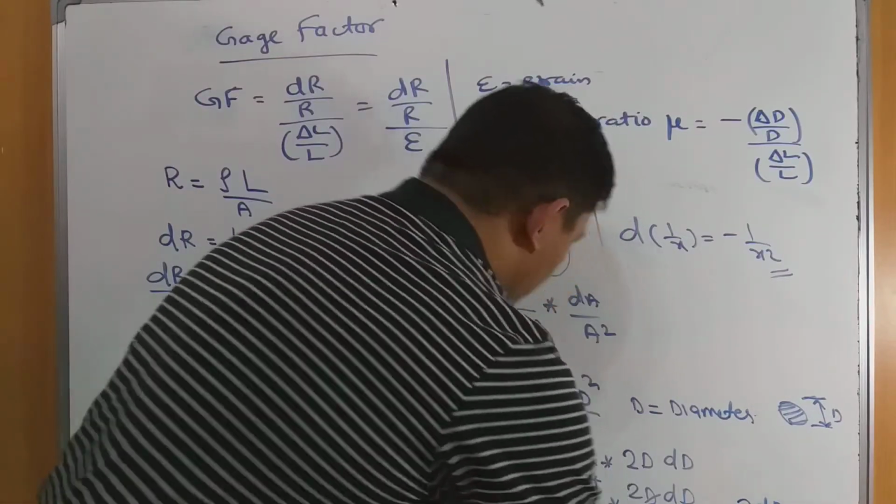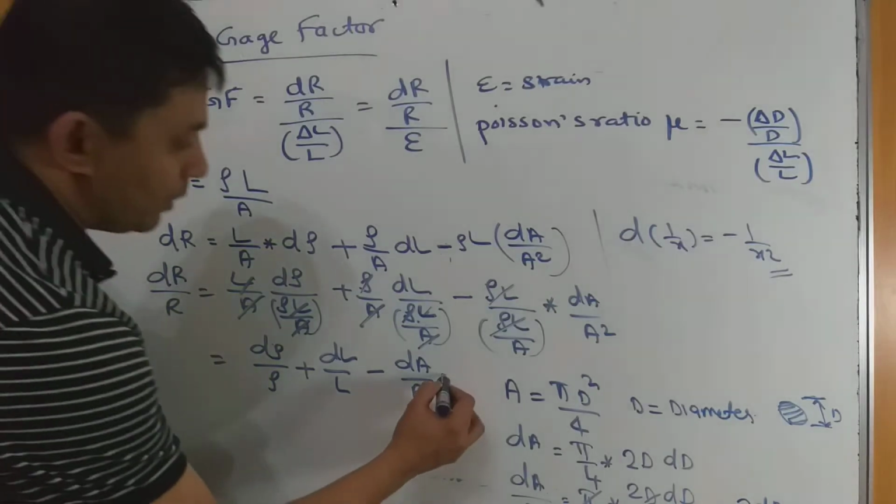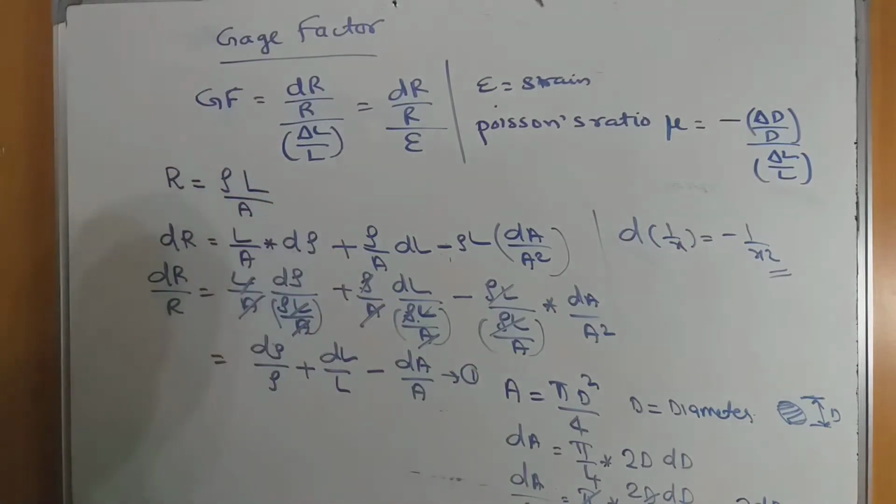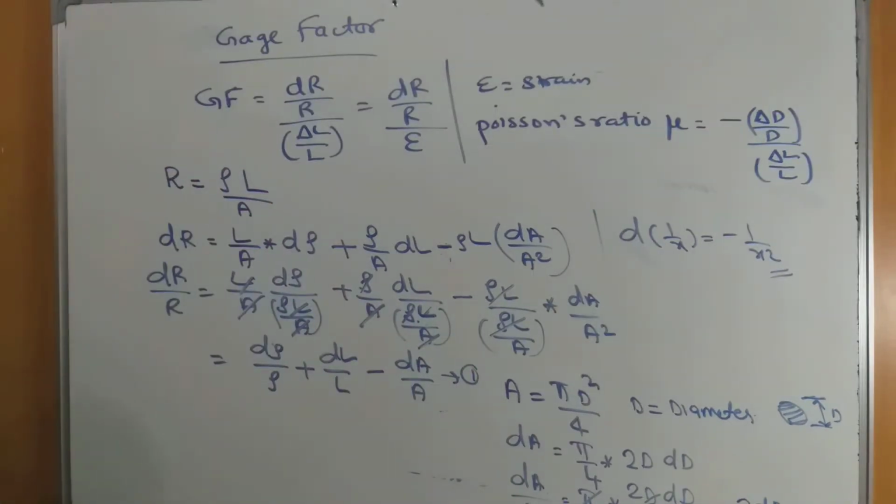Let us say this is equation number 2, and already we have an equation which is supposed to be number 1, which contains dA by A. That value is substituted in. So we substitute 2 in 1. We have dR by R equal to d rho by rho plus dL by L minus 2 into dD by D. Now let us assume that this equation is number 3.